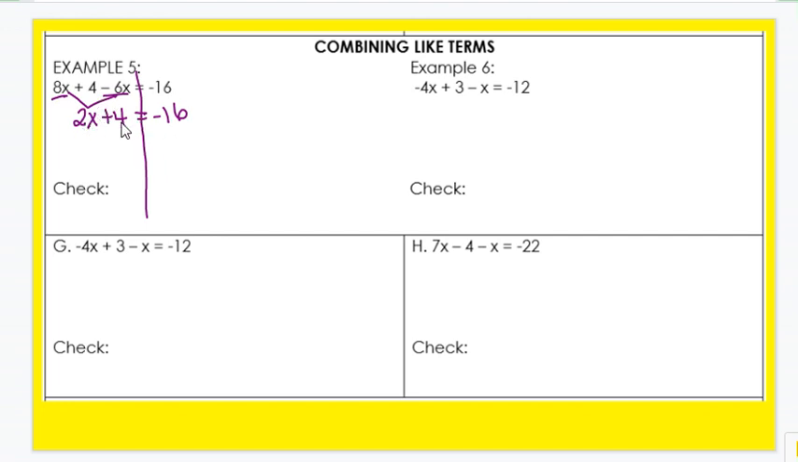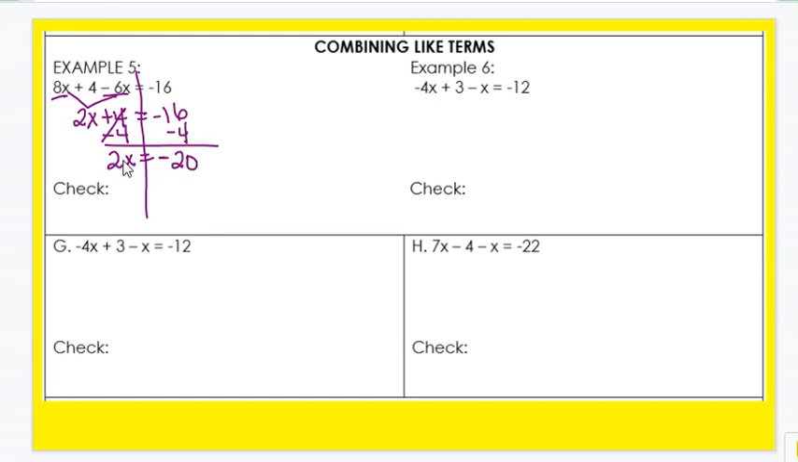All right, so now this just looks like a two-step that we did before. So we move our constant first. We're going to get rid of this plus 4. So we subtract 4. Plus 4 and minus 4 cancel, and we're left with 2x. And negative 16 minus 4. Remember our rule, same signs, so we add and keep. So 16 and 4 makes 20, and you're going to keep that negative sign. So negative 16 minus 4 is a negative 20.